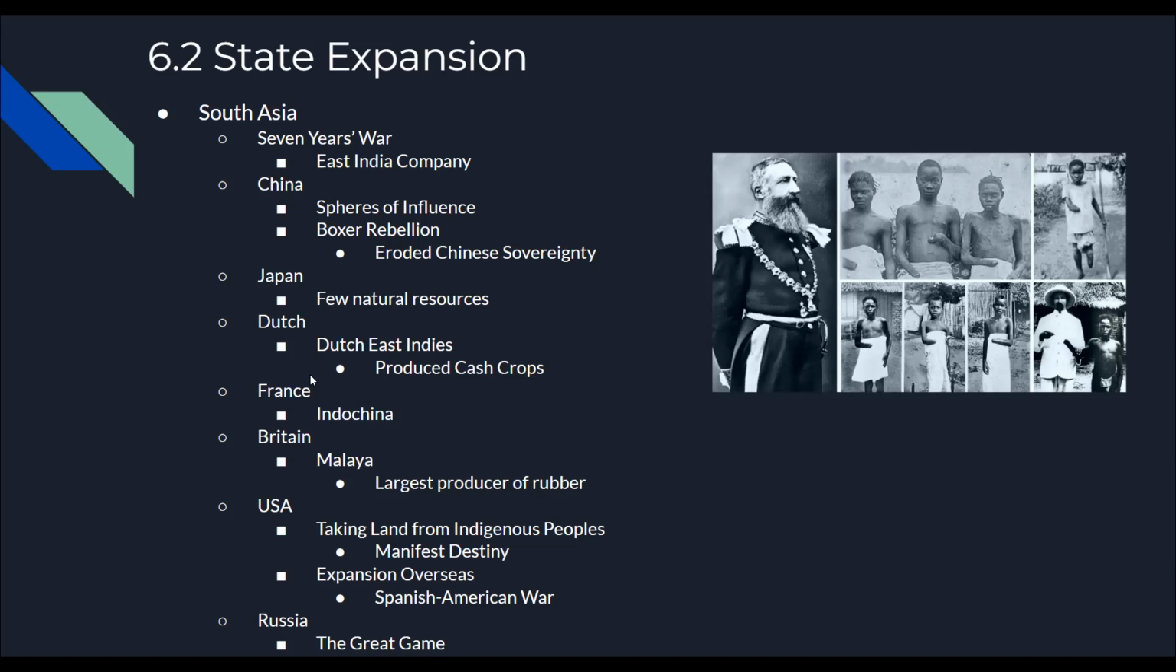And you also have the Dutch in the Dutch East Indies. And the Dutch, the French, and the British in the East Indies, they produced cash crops. And these cash crops allowed for money to be spent for leisure products, along with necessary tools such as palm oil, rubber, cotton, and so on and so forth.